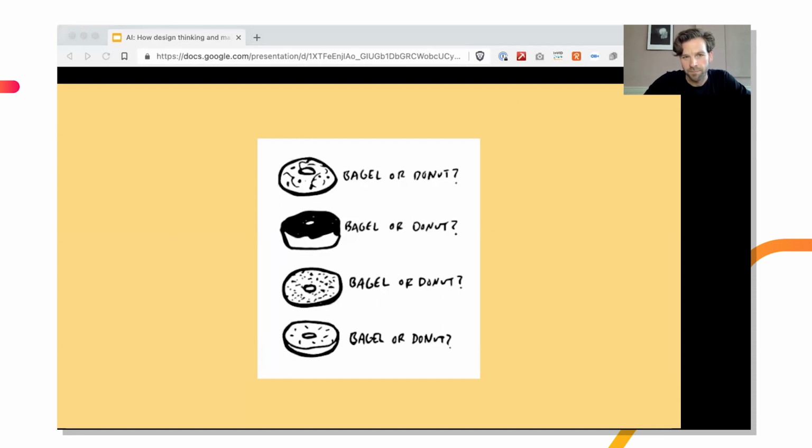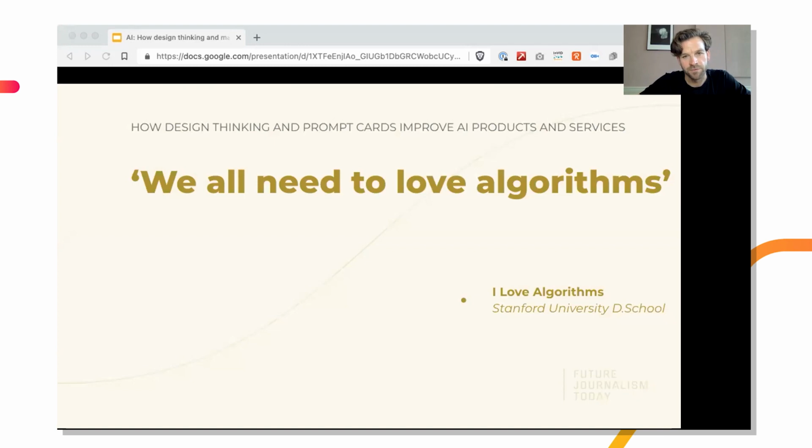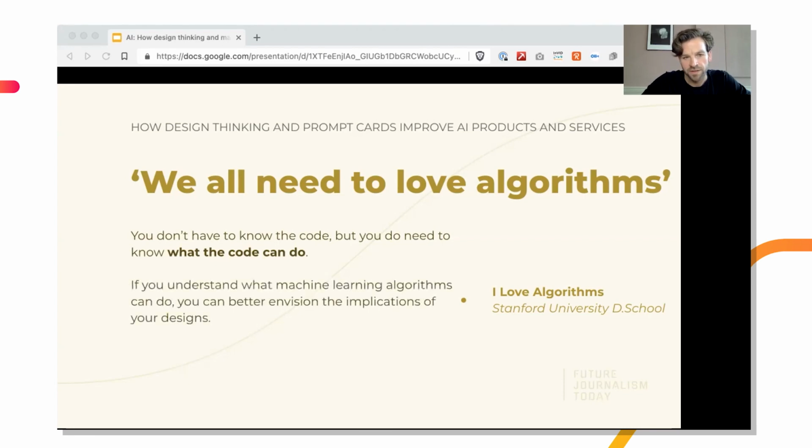Now, my point here is to show what we can do with machine learning, and I'll show you what card sets and toolkits and frameworks can do. We all need to love algorithms. That's what Stanford University tells us, the D school. You don't have to know the code, but you do need to know what the code can do. And if you understand what machine learning algorithms can do, you can better envision the implications of your designs. Even more so, you can influence conversations about data and bias.